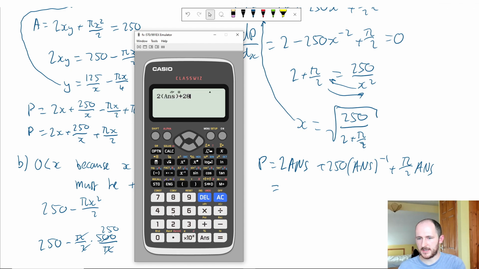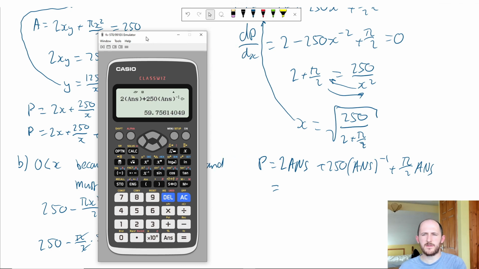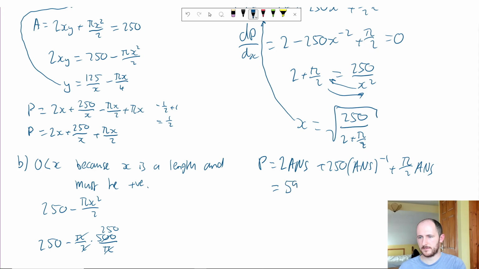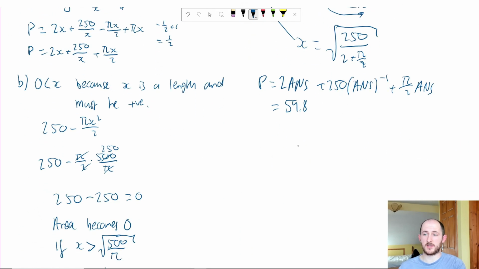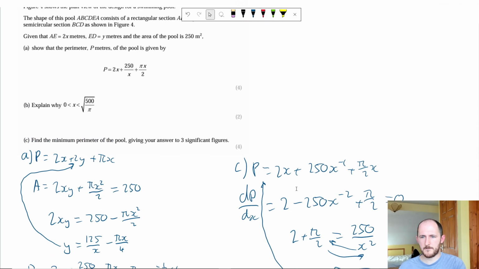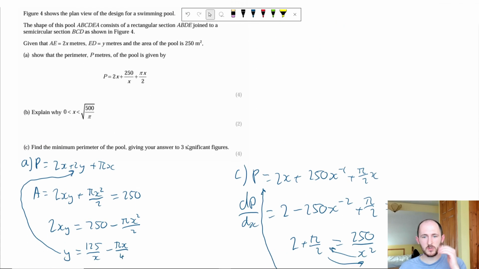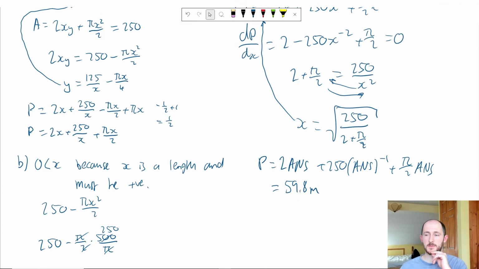Plus 250, whoops, that's not 50, ANS to the minus 1 plus pi over 2 gives me, let's call it 59.8. And I think this is centimeters. No, it's meters. That actually makes a lot more sense. That's quite a massive swimming pool, to be honest. Yeah, 3 SF. Job done. Not too bad once we got started.